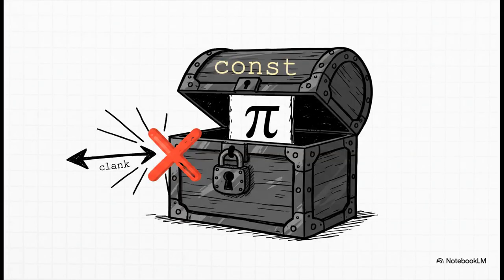But on the other hand, you've got const. This is for constants, values that you want to lock in and never change. Think about the value of pi, or someone's date of birth. If you try to change a const, JavaScript will actually stop you in your tracks with an error. And that's a good thing. It's a safety feature to stop you from making mistakes.